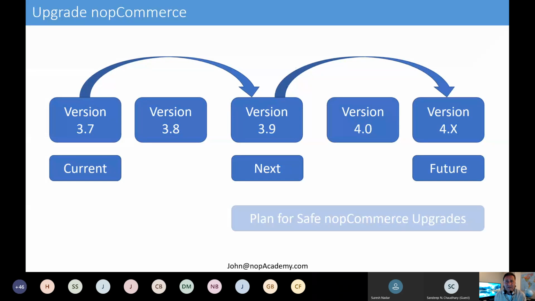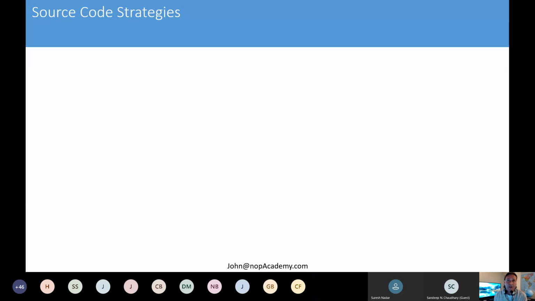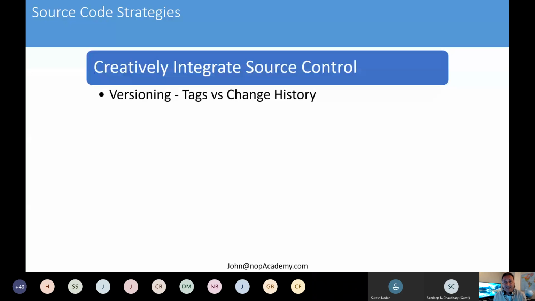But overall, for the code base and how we were making changes, because I inherited this project where there were changes in the code base and a good handful of plugins as well, for the source code we needed a safer way to deal with these upgrades. So some of the source code strategy we're going to cover is basically a creative way of dealing with source control. Tags and change history are really two separate things, and we're going to try to make that a little more visual for you in this slide deck.